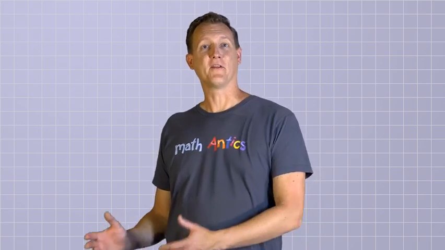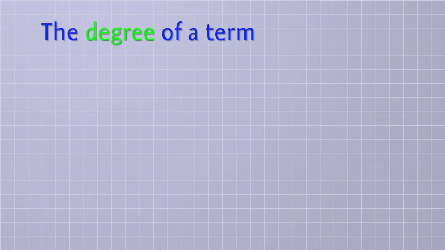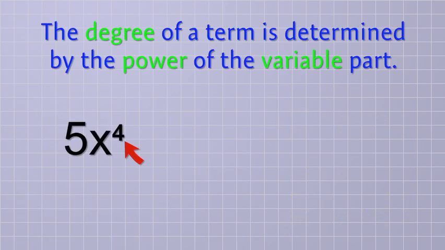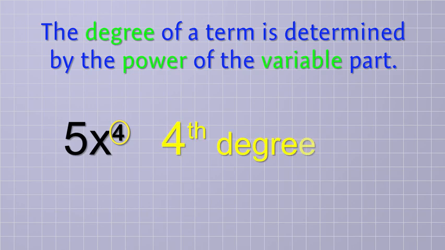All right, now that you know what a polynomial is, let's talk about an important property of terms and polynomials called their degree. Now that might sound like the units we use to measure temperature or angles, but the degree we're talking about here is different. The degree of a term is determined by the power of the variable part. For example, in this term, since the power of the variable is 4, we say that the degree of the term is 4, or that it's a 4th degree term.